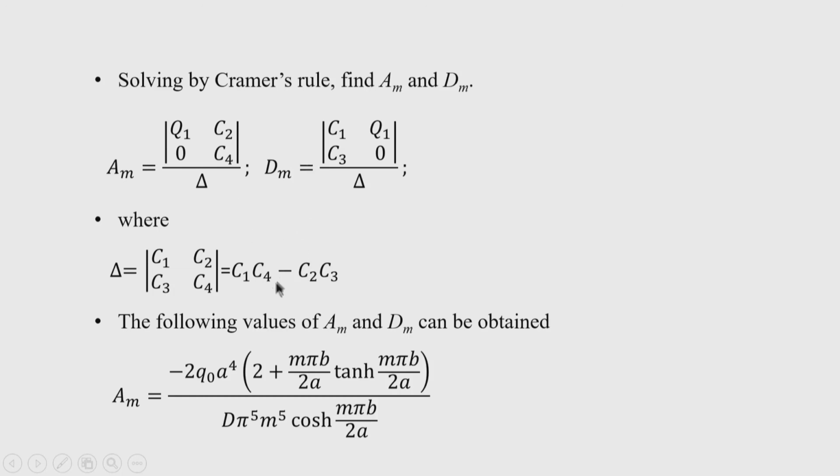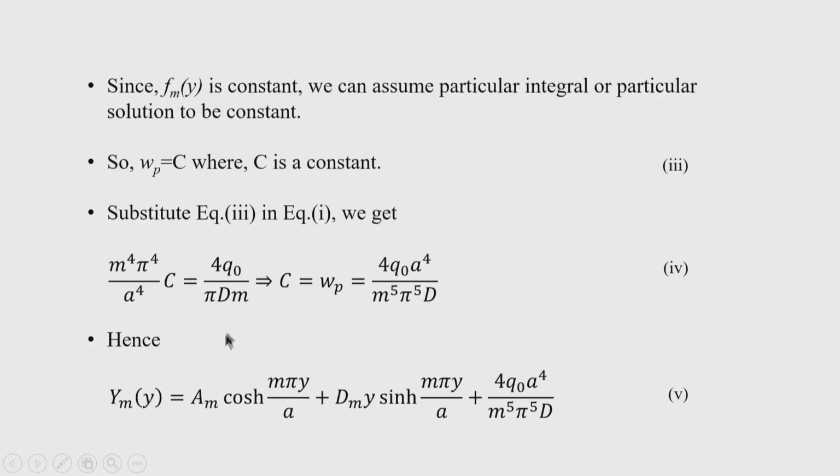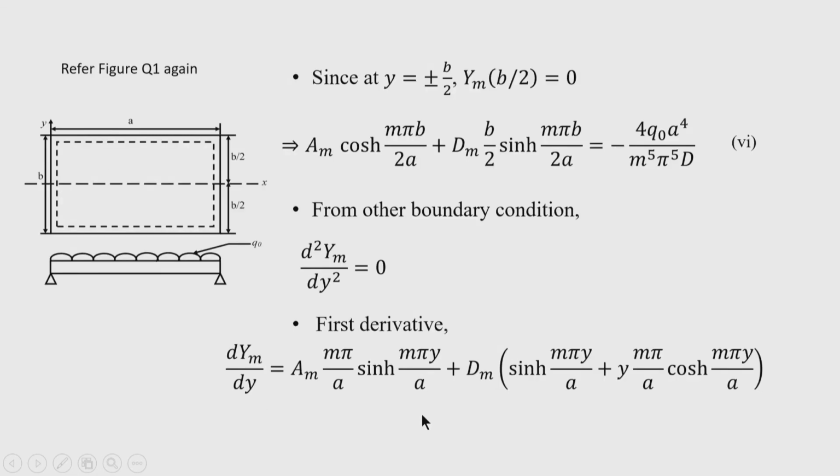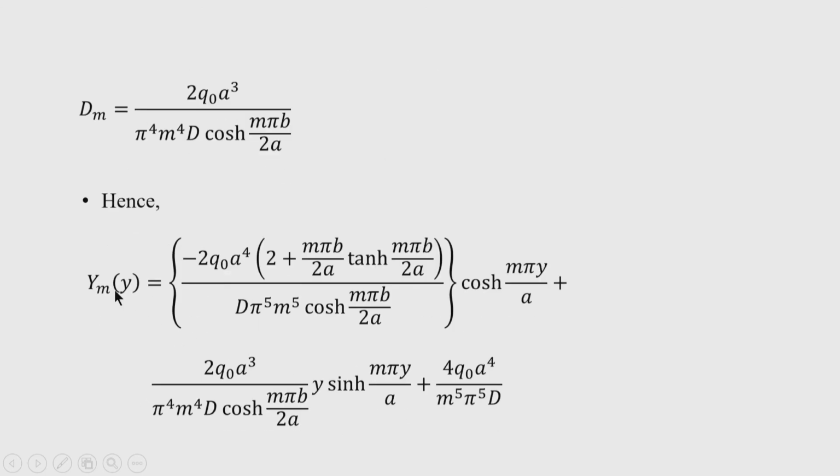So, after doing this algebra, we can get the value of a_m as this quantity and the value of d_m as this quantity. So, once the values of a_m and d_m are found, then you can completely write the equation for Y_m(y). So, Y_m(y) is written completely, because this is known, this is known, and these quantities are known. So, after writing this equation, we now get the complete expression for the Y_m(y) function.